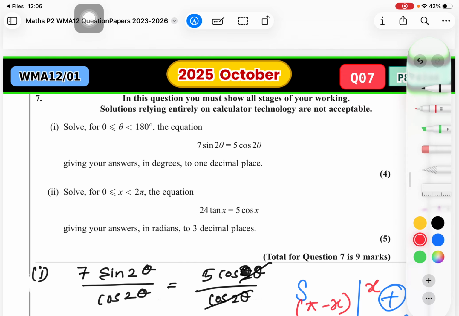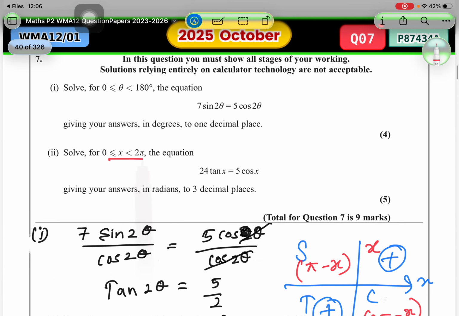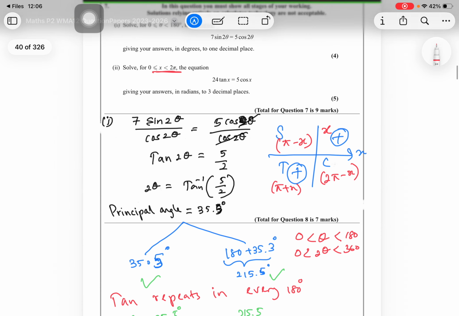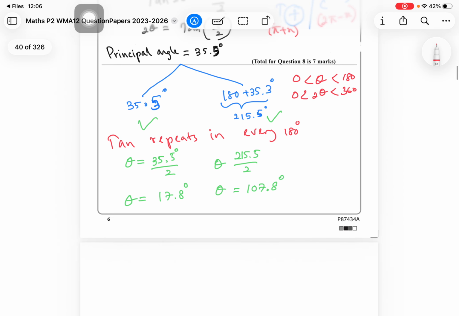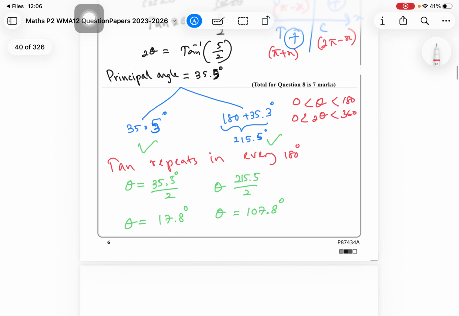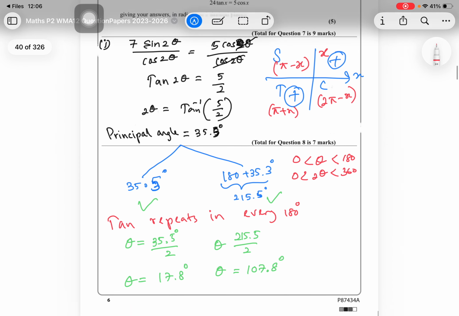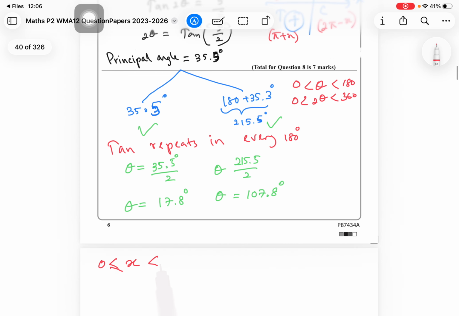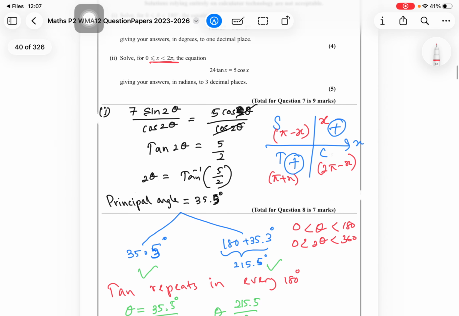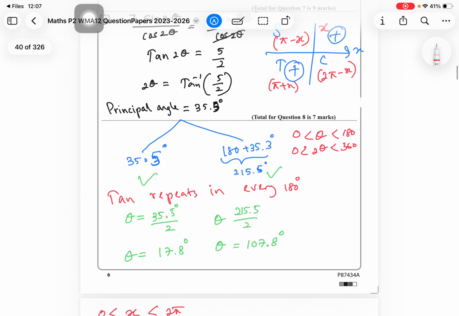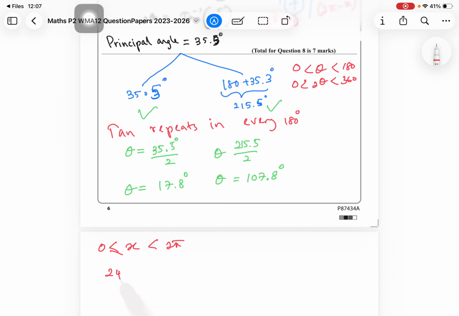Now let's go to the second part of the question. I'll quickly take it to the next page. The range is 0 to x equals 2 pi. So we have this equation: 24 tan x equals 5 cos x.